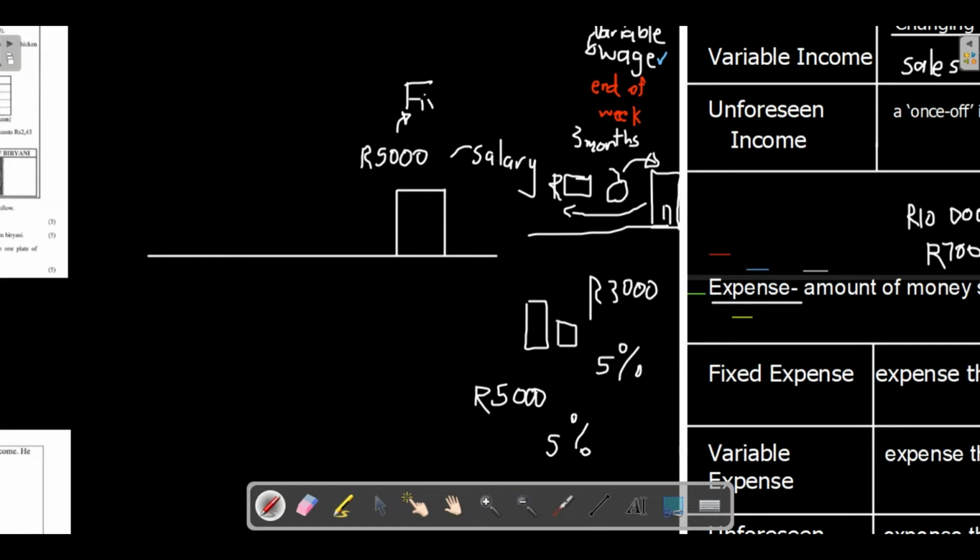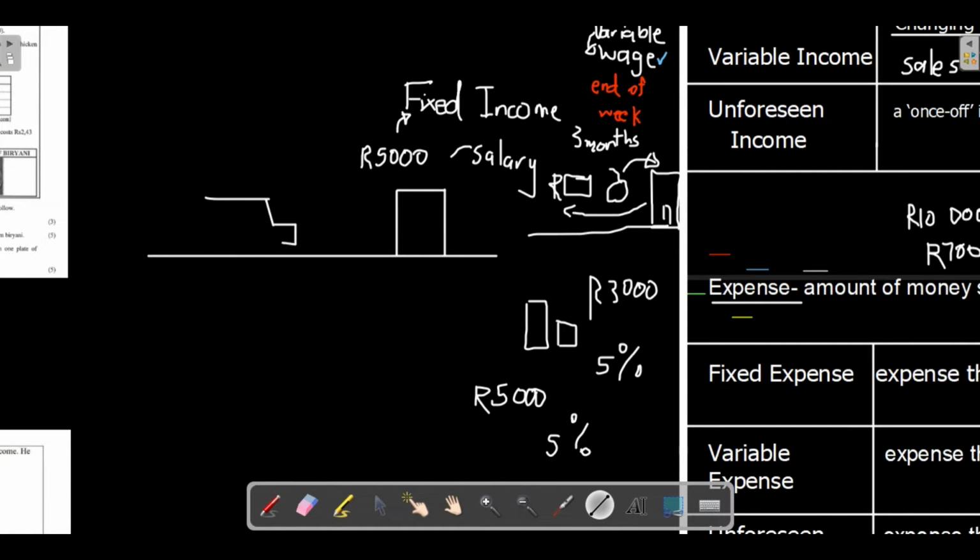So this is a fixed income, guys, right? So you keep on getting the same amount of money each and every month. But you also have a side gig. On the side, you actually wash people's cars. So let's say you have a car wash.